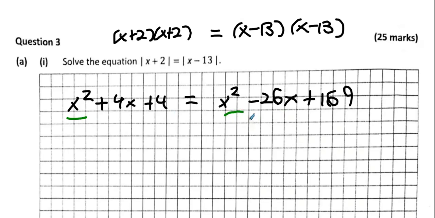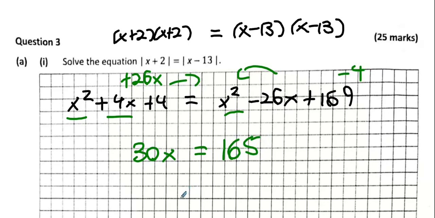They're gone, aren't they? Now, or at the front. When you whip that minus 26 over, so plus 26x plus 4x, 30x, there we go. Now, bring that 164 over to the 169 and take it away. Then divide 165 by 30. What do you get?